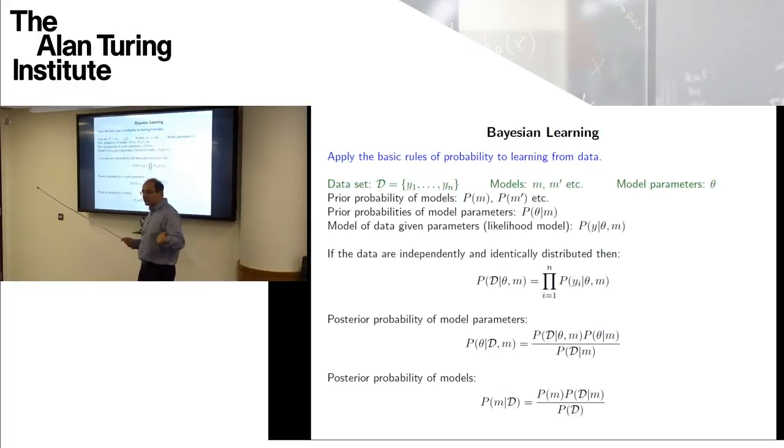The maximum of the likelihood might be a good thing, but when you have lots of data, it is provably a good thing. But when you don't have a lot of data, or when your model is complicated, there are lots of problems with just maximizing the likelihood. So is there a more sound theoretical framework for what to do when you're learning from data? And the basic framework is: apply the basic rules of probability.